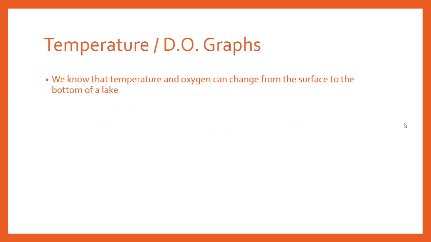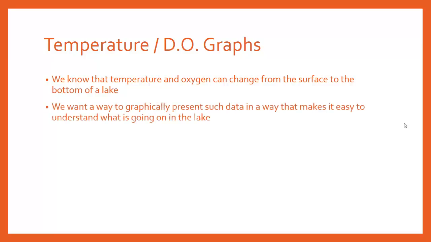So we know that temperature and oxygen can change as we go from the surface to the bottom of a lake. And we want a way to graphically present temperature and oxygen data in such a way that it makes it easy to understand what's going on in the lake, and it makes it easy to interpret.